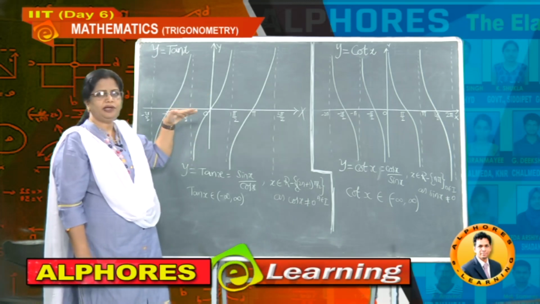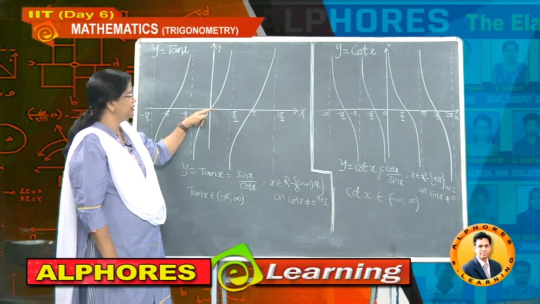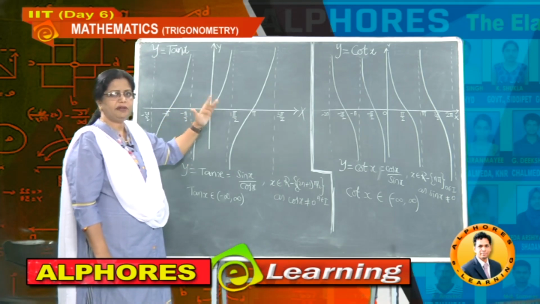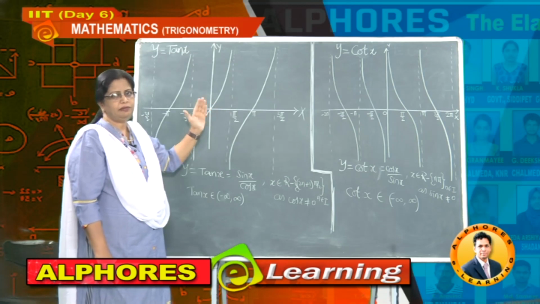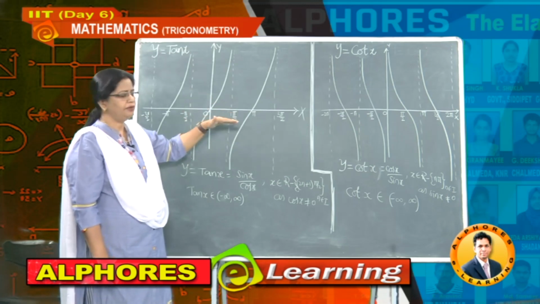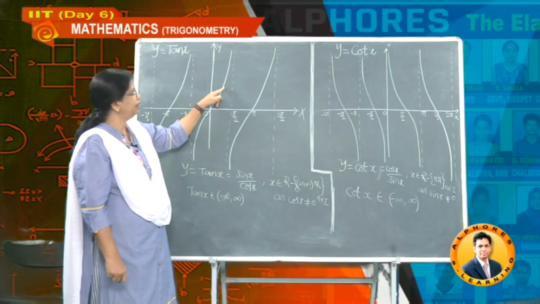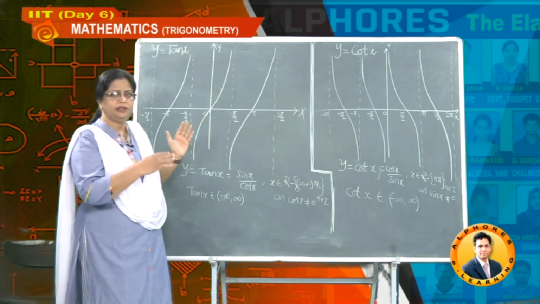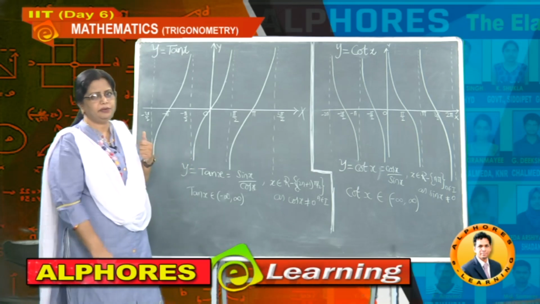You know how to draw the line by marking (0, 0), then the known values: 30 degrees, (0, 1 by root 3), (0, 1), (0, root 3). If you mark them, it comes like this only. But the exact shape, that means differential calculus, we study about it.